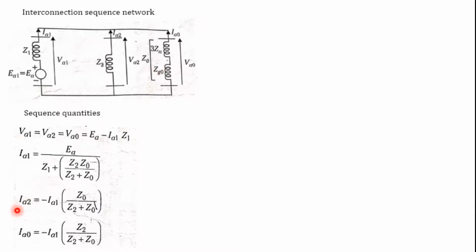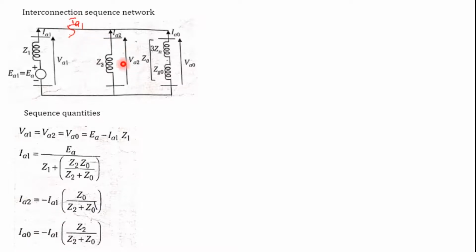Similarly, what is IA2? IA2 is minus IA1 Z0 divided by Z2 plus Z0. How did we get this? Let us understand: this is the incoming current IA1, and these are the branch currents IA2 and IA0. To calculate the branch current, we apply the current divider formula: branch current is equal to the incoming current times the impedance of the other branch divided by the total impedance. So IA2 is minus IA1 times Z0 divided by Z2 plus Z0. Similarly, for IA0, the incoming current is IA1.